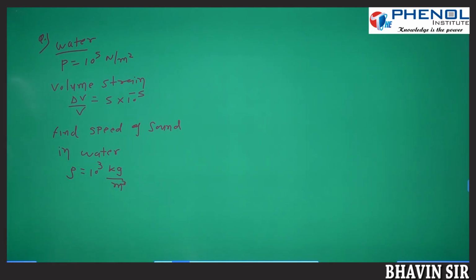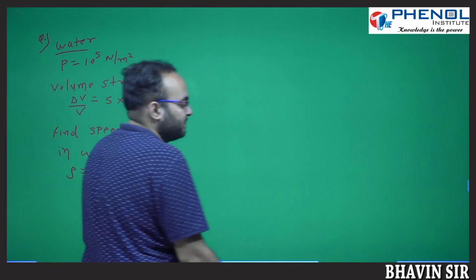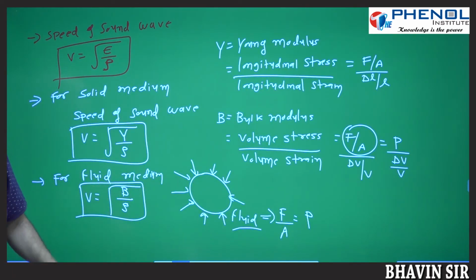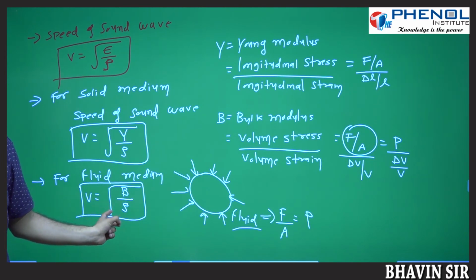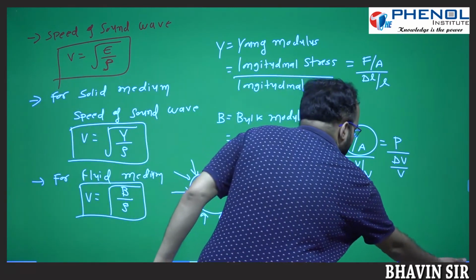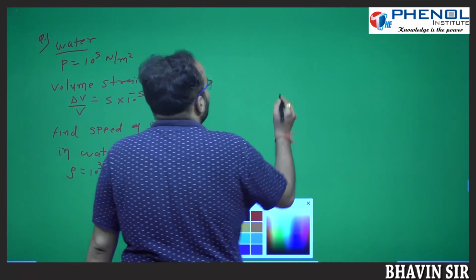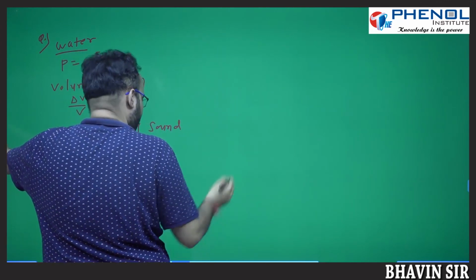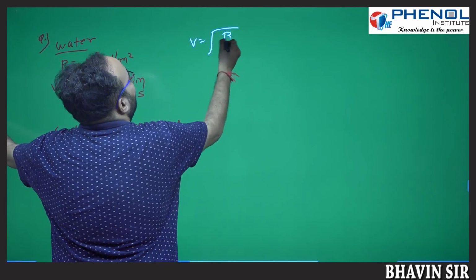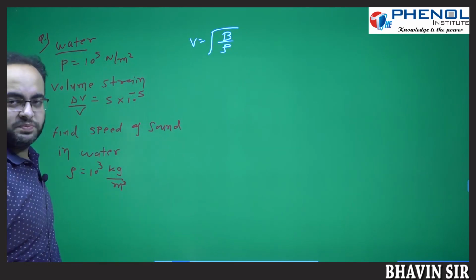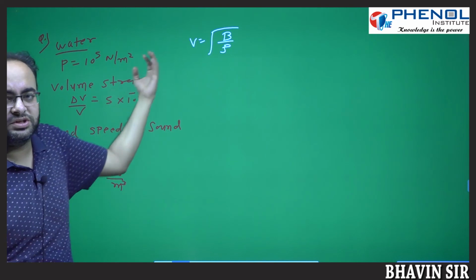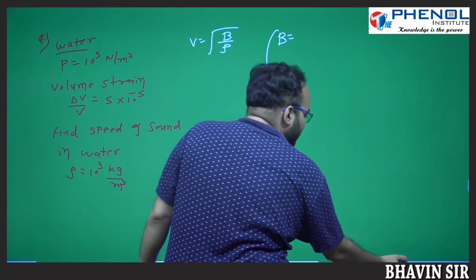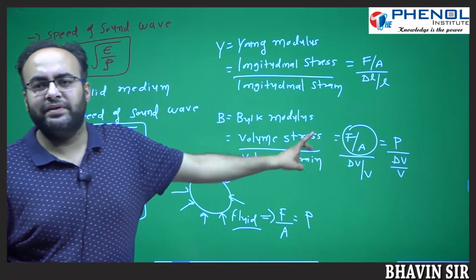So now students, here the medium is what? Water, meaning fluid. So if the medium is fluid, then what is the formula of speed? Under root B by rho. Why do we use B by rho? Because the medium is water. But the bulk modulus is not given. So what is the formula for bulk modulus? P upon delta V by V.